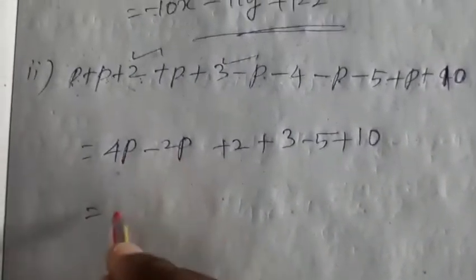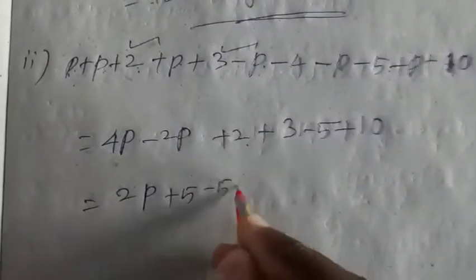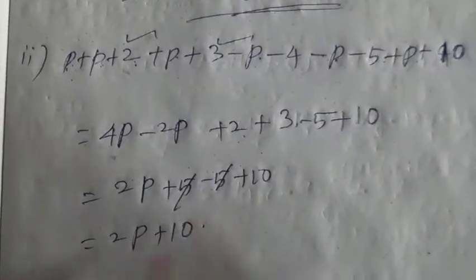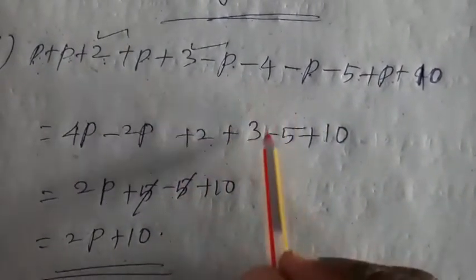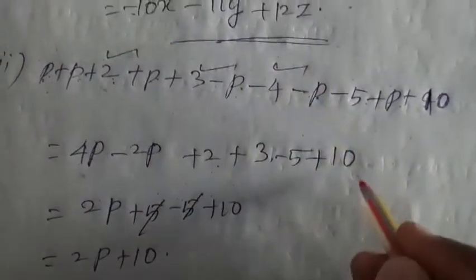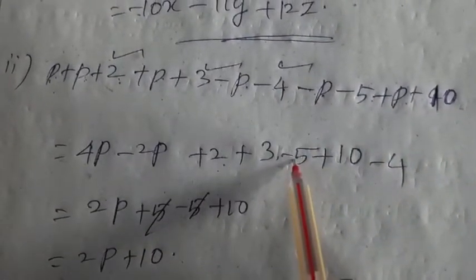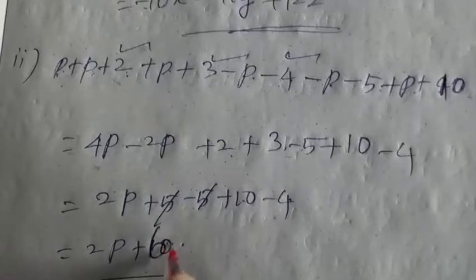Okay? Take it. 4p minus 2p gets 2p. 2 plus 3 is 5. Minus 5 plus 10: plus 5 minus 5 cancel. We get 2p plus 10. So this is the required solution. But listen, here one minus 4 is missing. Then we want to put here minus 4: minus 4 minus 5 plus 10. I put minus 5 but minus 4 was missing. Then 10 minus 4 is 6. Therefore 2p plus 6 is the required answer.